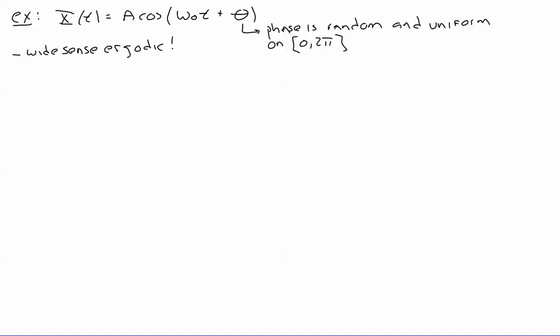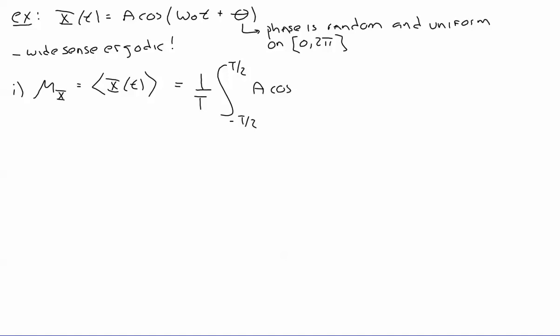Okay, and what we're going to do is we are going to find the time averaged mean and the time averaged autocorrelation. And we'll see that it was exactly the same as what we found in the previous lecture. So, time averaged mean. By the way, this is periodic, so we can do our time averaging over only one period. This is going to be 1 over T, integral from negative T over 2 to T over 2, of A cosine omega naught t plus theta dt, where my period in this case is 2 pi over the frequency omega naught.